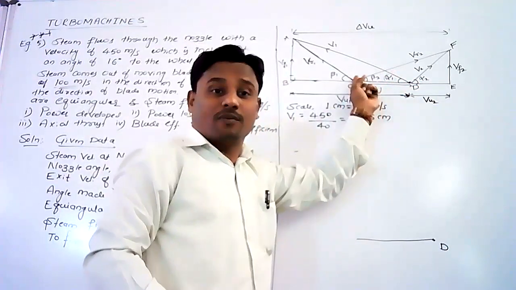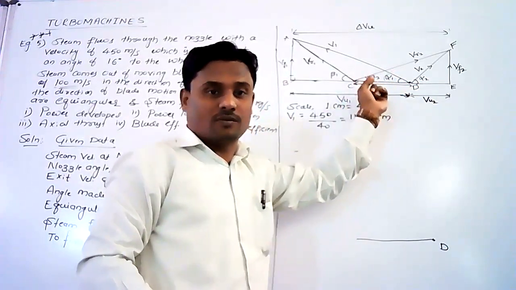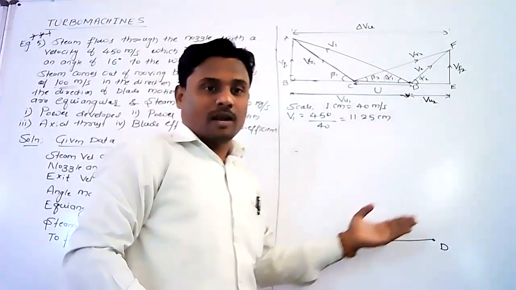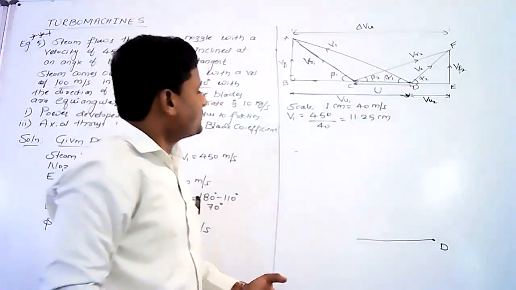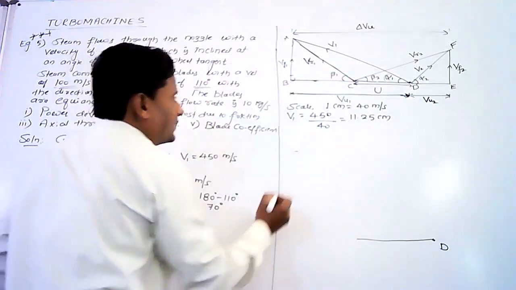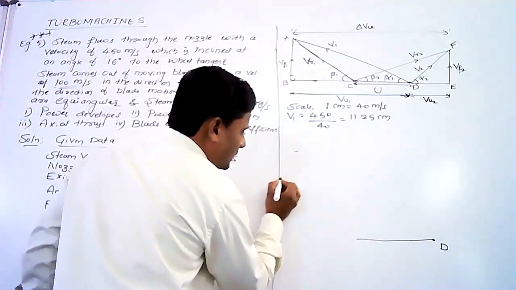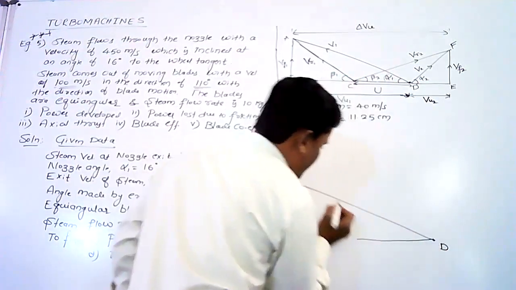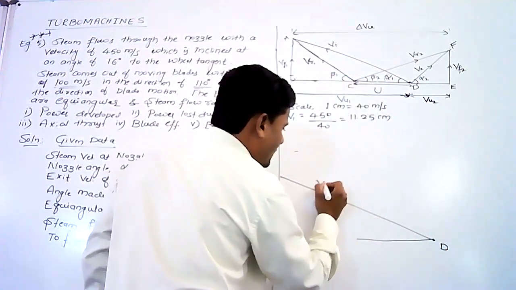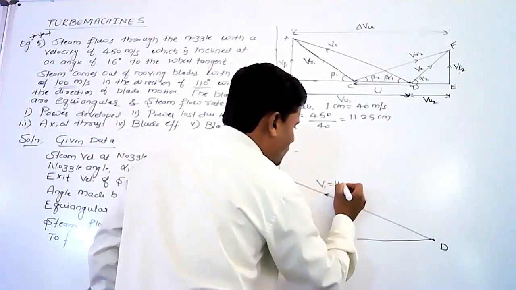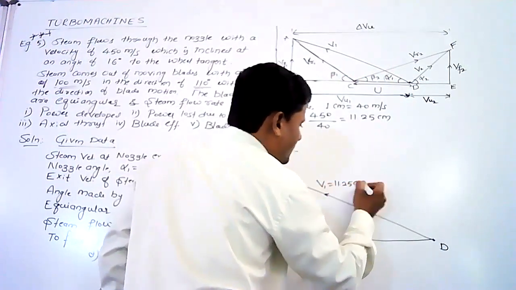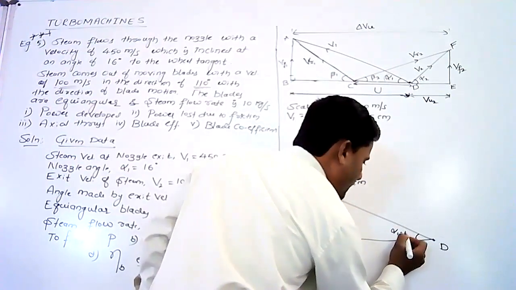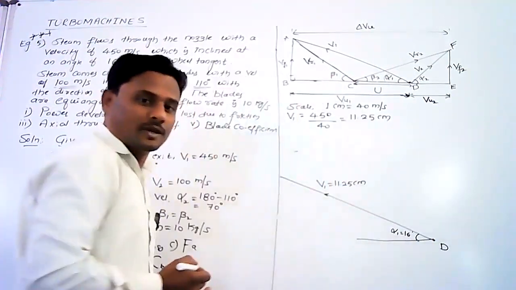This is the reference graph. You have to refer to this graph to draw on graph paper as per the scale. Now take the length V1 here. So V1 equals 11.25 centimeters and alpha 1 equals 16 degrees.